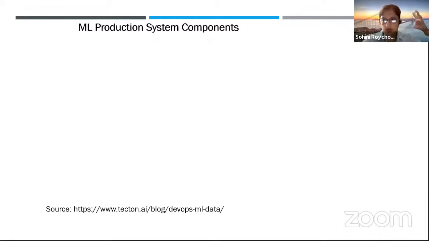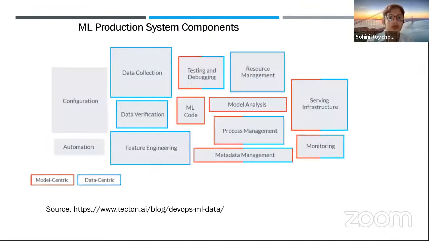Now let's get into the ML production system components. So for ML systems, what are the different components that go into it? Whenever you're taking a machine learning product into production, what are the components that go into it? Typically you will see this kind of figure pop up a lot, and again, this is taken from another source.